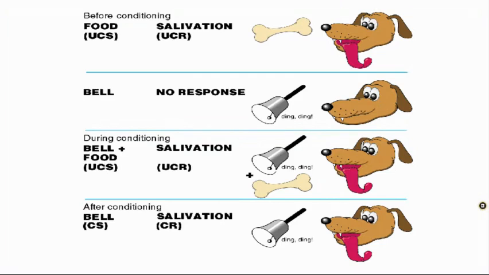Now, you'll probably notice up here that salivation is on here twice. Salivation is both the unconditioned response and the conditioned response. So when we ask ourselves, what's the difference then between the unconditioned and the conditioned response? It is what it's responding to. So the unconditioned response is in response to the unconditioned stimulus, while the conditioned response is in response to the conditioned stimulus. Or in this case, salivating to the food is the unconditioned response, while salivating to the bell is the conditioned response.